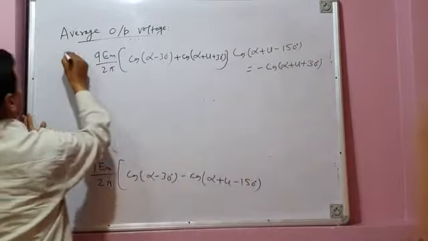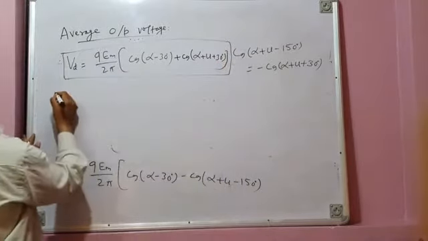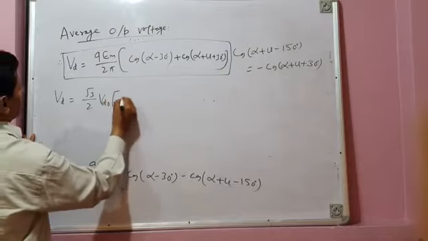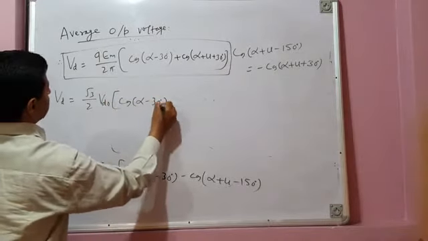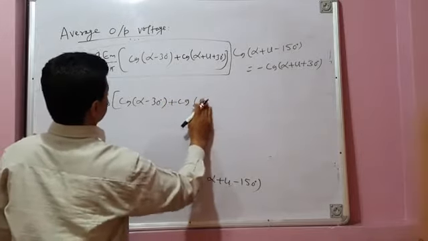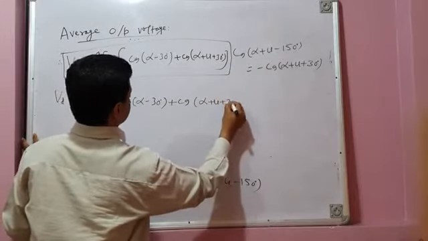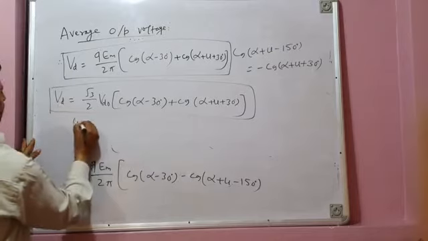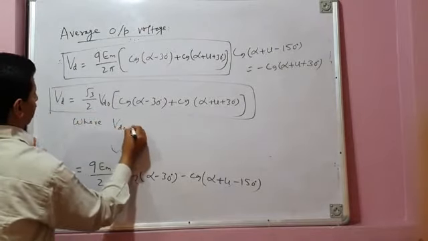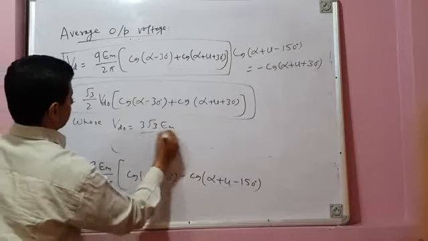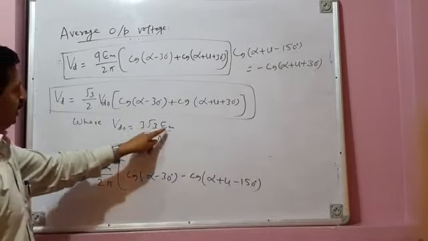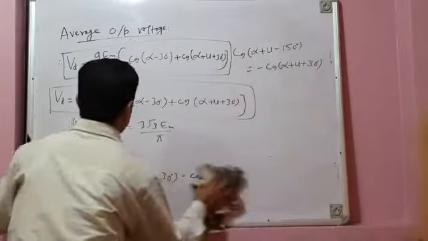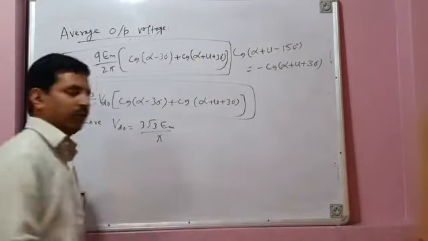This is the final mathematical expression for converter average output voltage. I can also write it like this: Vd is equal to root 3 by 2 Vd naught times cos of alpha minus 30 degrees plus cos of alpha plus u plus 30 degrees, where Vd naught is equal to 3 root 3 EM by pi. If you substitute this Vd naught equal to 3 root 3 EM by pi here, you will get the same 9 EM by 2 pi. So finally this is our mathematical expression for converter average output voltage with 3 and 4 valve conduction.